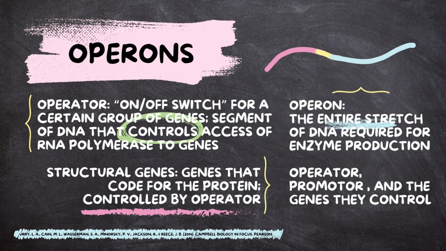An operator is an on-off switch for a certain group of genes. It is usually located within the promoter, but can be found between the promoter and the enzyme-encoding genes. It controls the access of RNA polymerase to the genes. Structural genes are genes that code for the protein and are controlled by the operator. Together, the operon is the entire stretch of DNA required for enzyme production. It consists of the operator, the promoter, and the genes that they control.